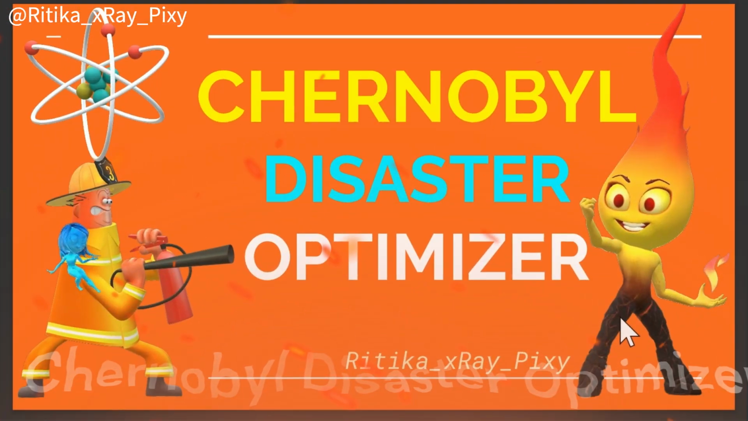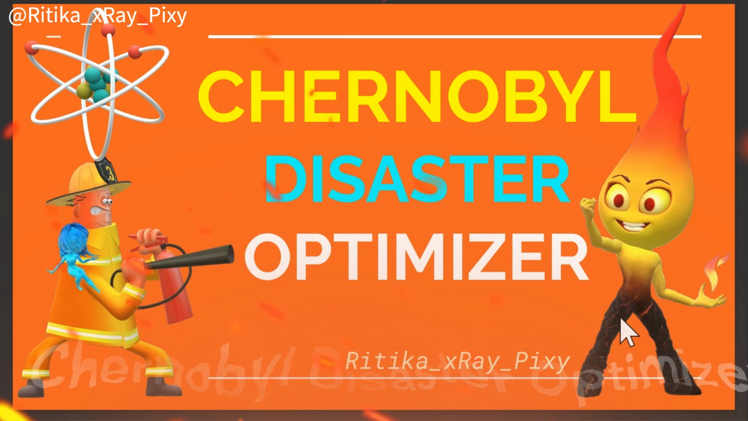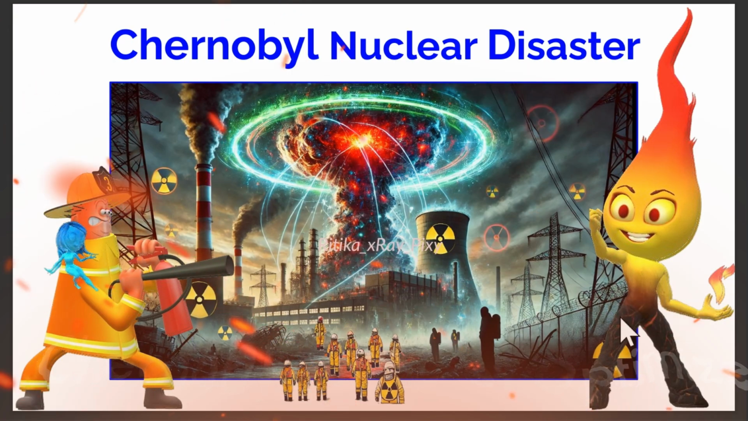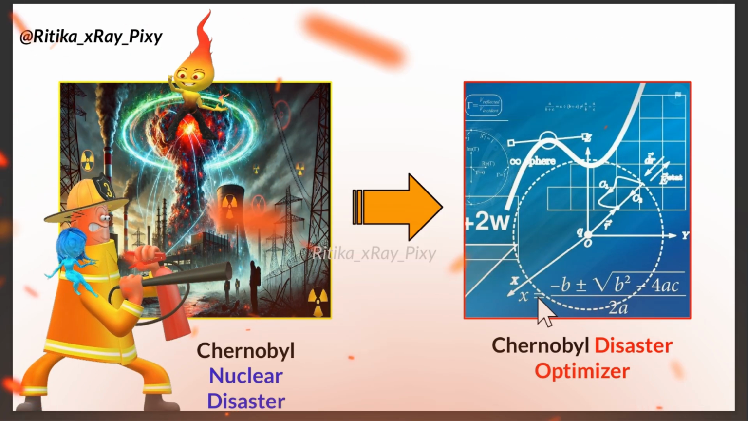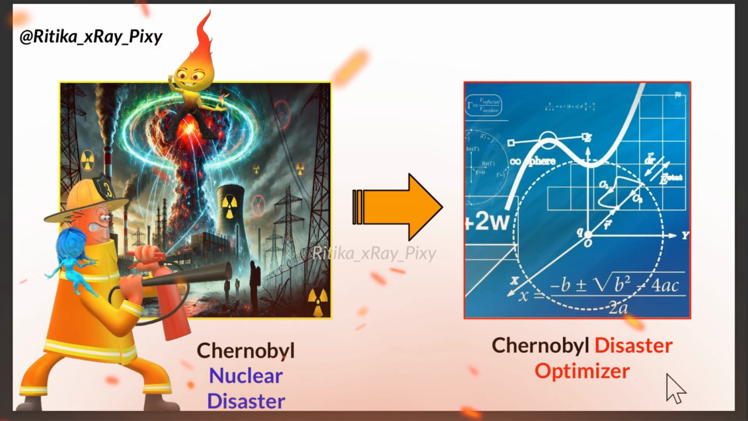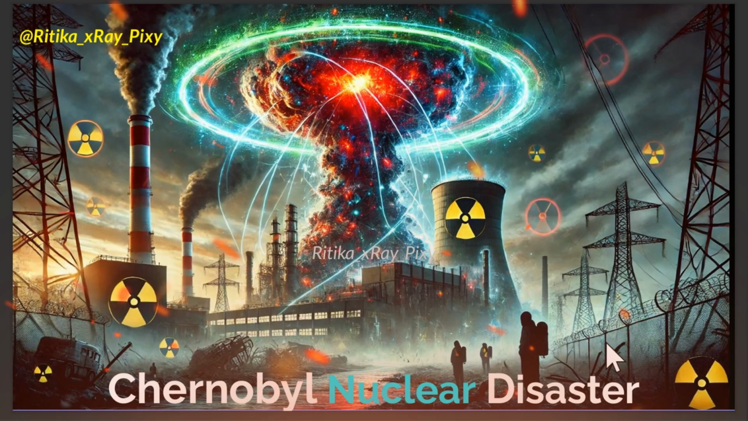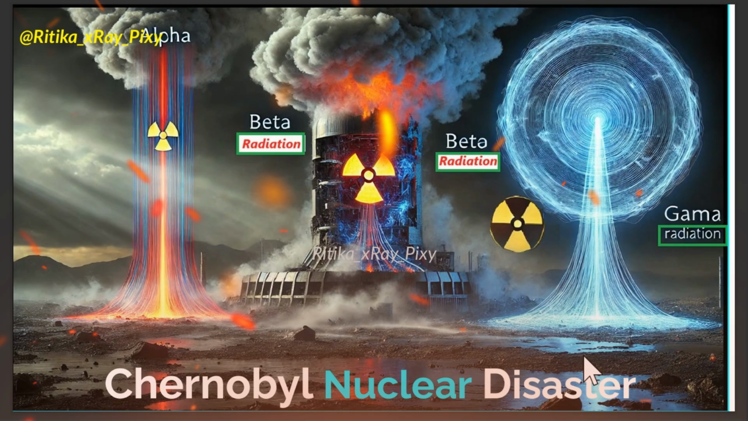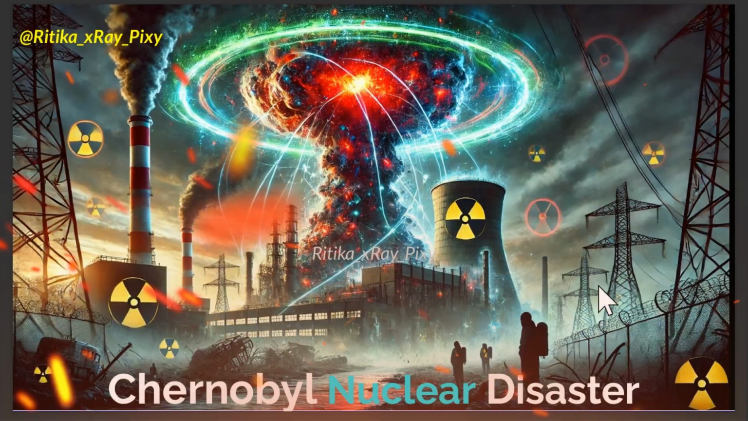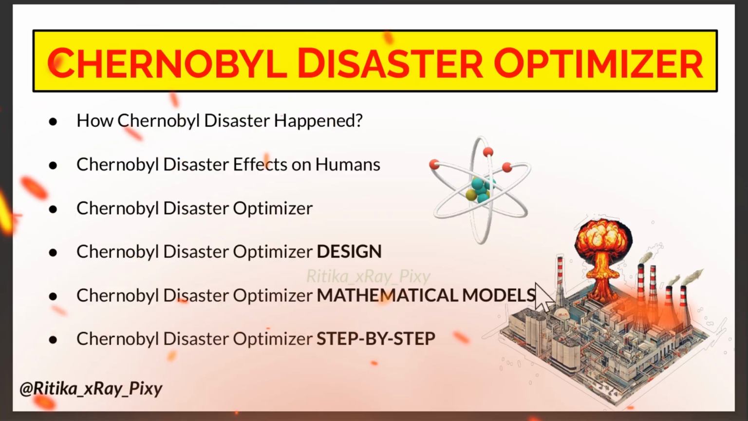This optimizer is inspired by the deadly 1986 Chernobyl nuclear disaster. It mimics the spread of nuclear radiation after the reactor core explosion. This optimizer transforms a horrible incident into an amazing computational tool to solve complex problems. It basically works by simulating how radioactive particles, alpha, beta, and gamma, spread after the explosion. One by one, we will cover everything in detail.